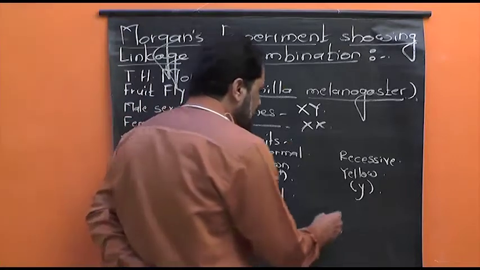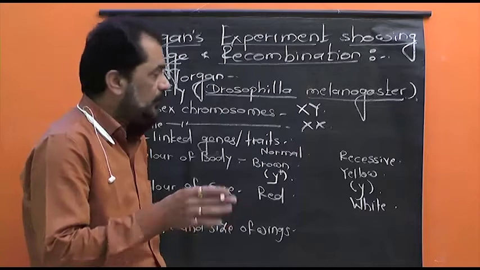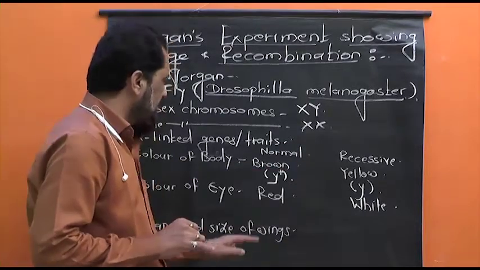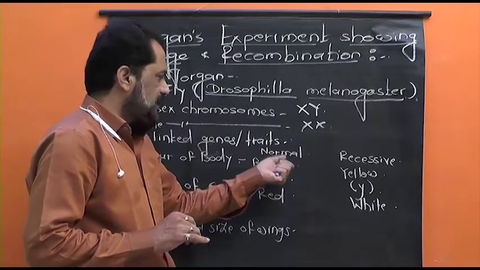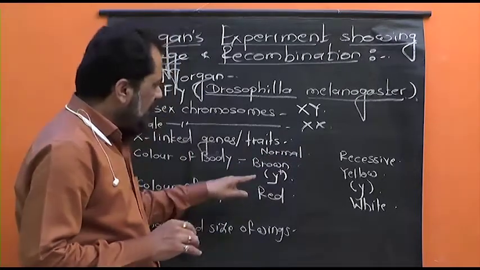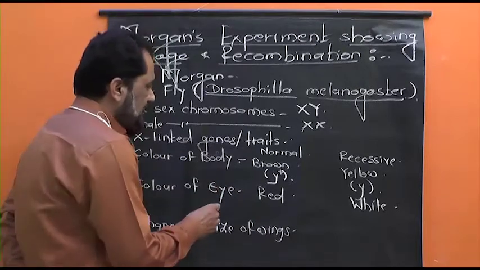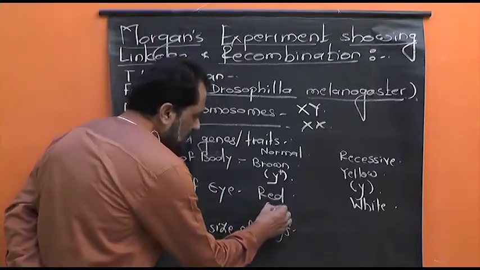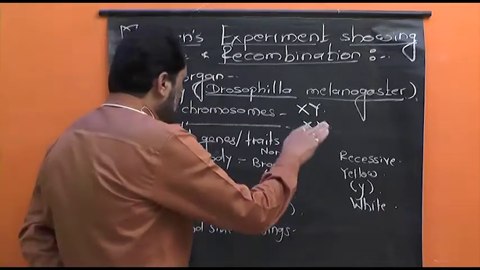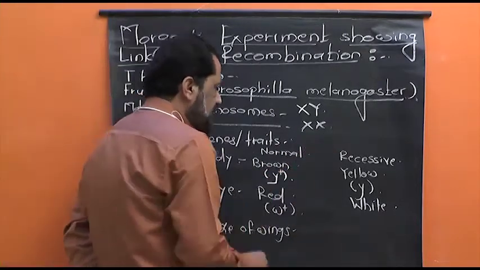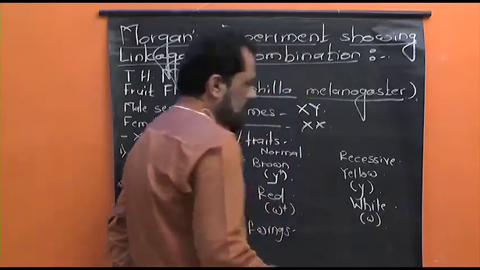And the recessive trait is white. White color of eyes is a recessive trait and red color of eyes is dominant, or I will say normal. Now this red color of eyes, this trait is controlled by gene W plus, and white color of eyes, this recessive trait, is controlled by simply gene W.